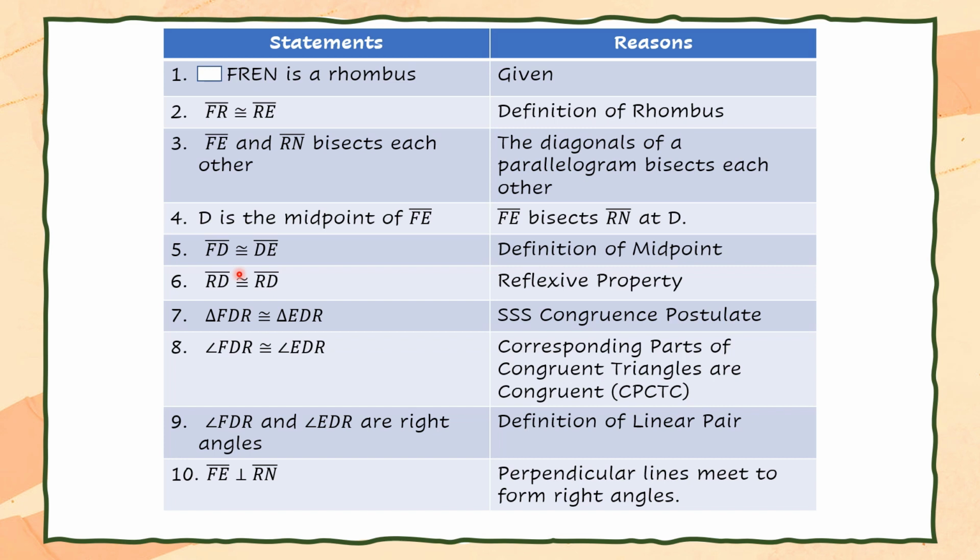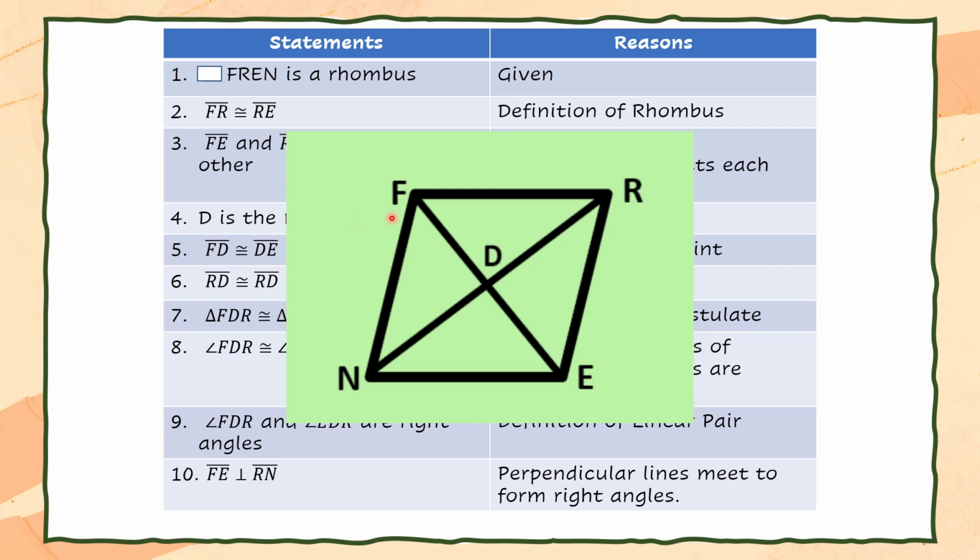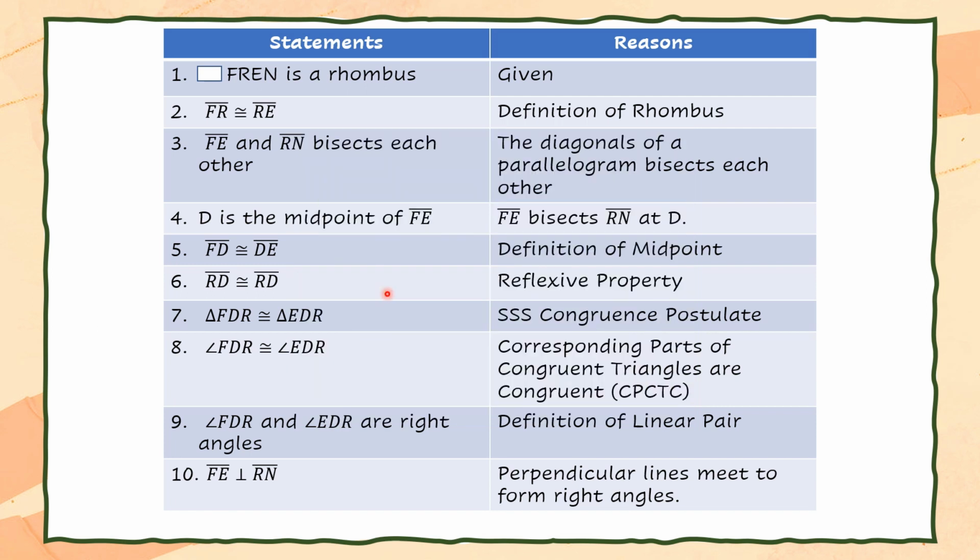It states that if 3 sides of one triangle are congruent to 3 sides of another triangle, then the 2 triangles are congruent. So here in our illustration, all the sides of triangle FDR are congruent to the sides of triangle EDR. So that is why the 2 triangles are congruent. Next, number 8, angle FDR is congruent to angle EDR by CPCTC, or corresponding parts of congruent triangles are congruent. So since triangle FDR and triangle EDR are congruent, therefore, every corresponding part of one triangle is congruent to the other.